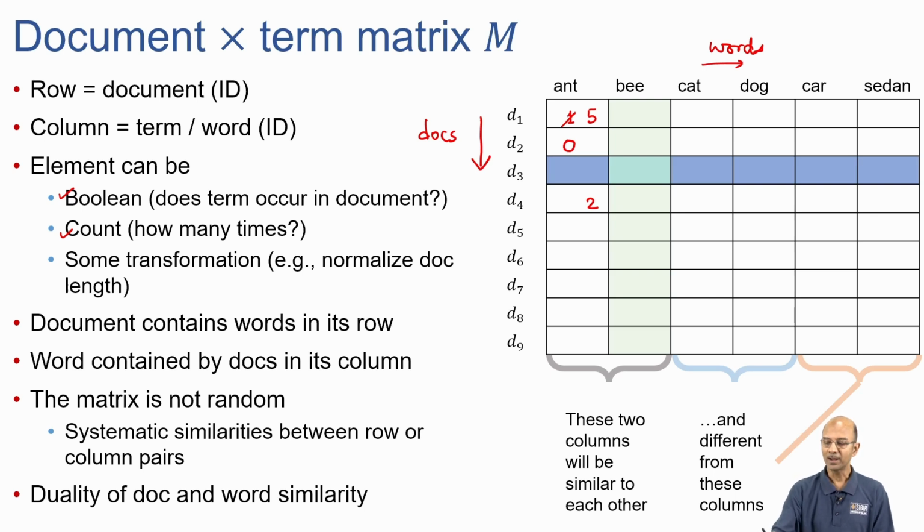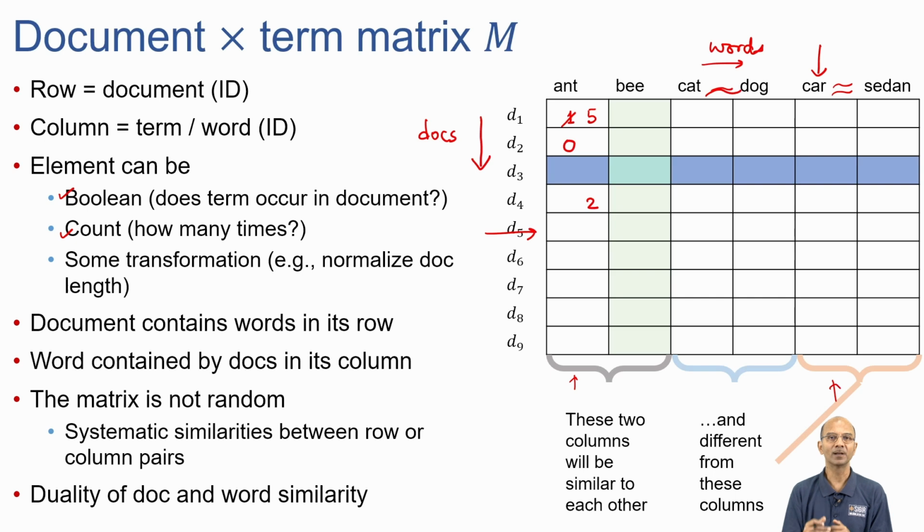So, a document is represented by a row. This row tells you what words are contained in the document, but a column also represents a word, and if you read down the column, you get to know which documents contain that word. This matrix is very far from random. There has to be systematic similarities between row or column pairs. For example, we expect some reasonable similarity between cat and dog as columns or car and sedan as columns, but we do not anticipate much similarity between the columns corresponding to, say, ant on one hand and car on the other hand. So, there is this duality between documents and words in terms of similarity.